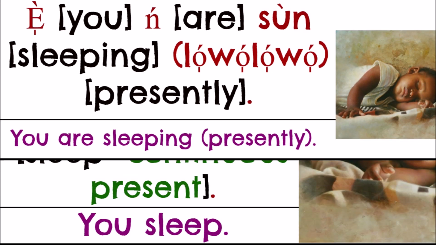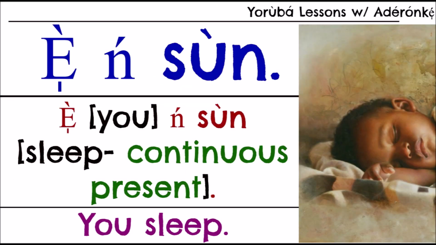Ẹ sùn, for something that happens continuously, whether or not it's happening at the very second that you're saying the sentence. Ẹ sùn, you sleep, as well. That's correct as well. So whether you're doing it presently or something that you constantly do, same sentence. Ẹ sùn, you sleep, you're sleeping.